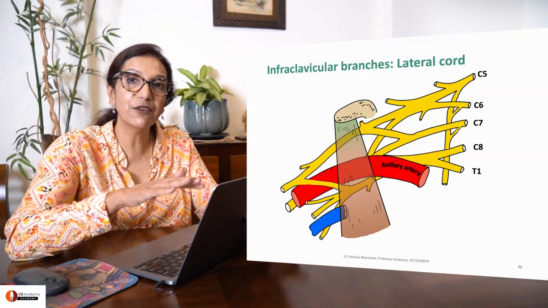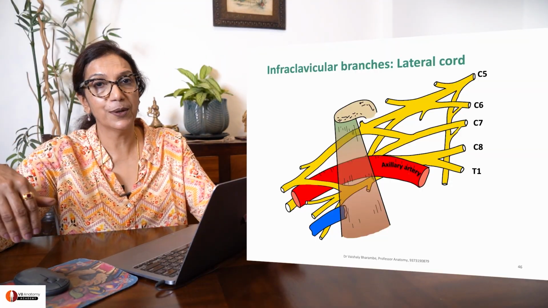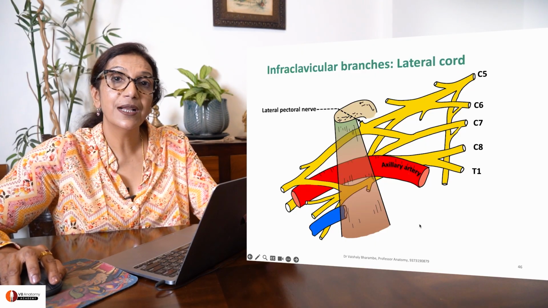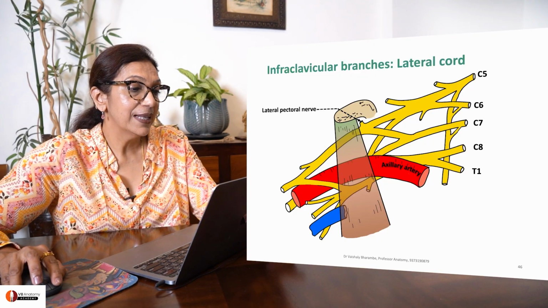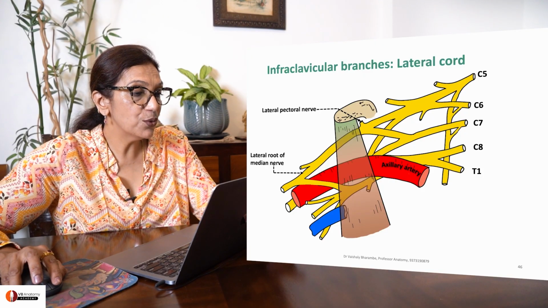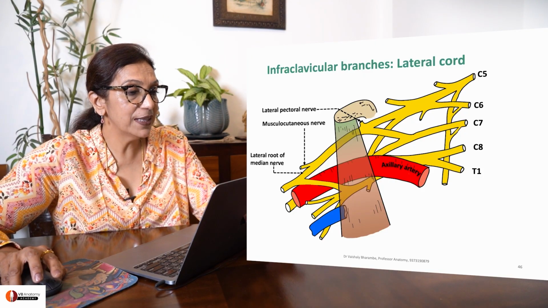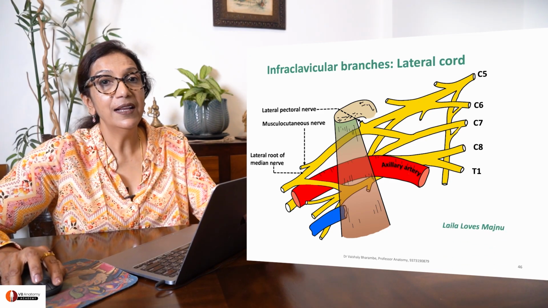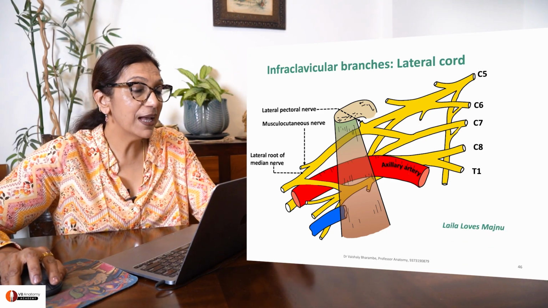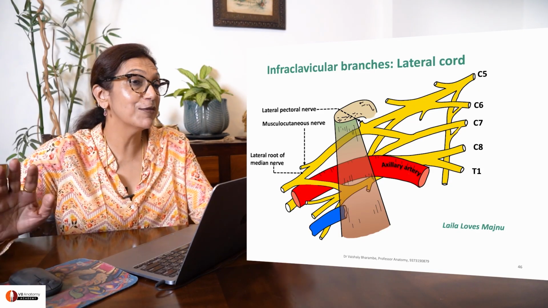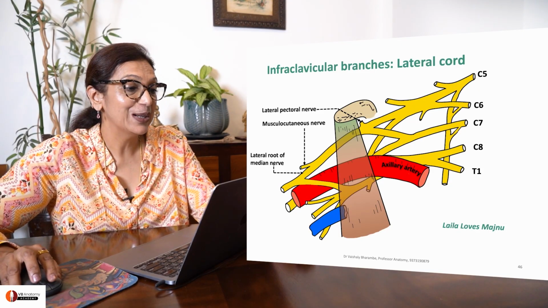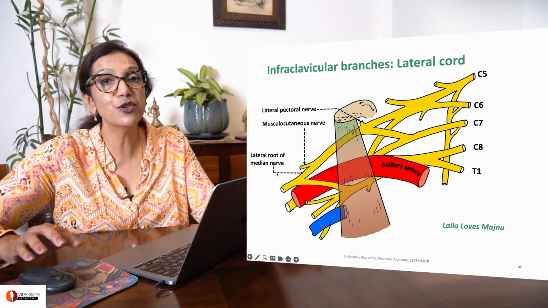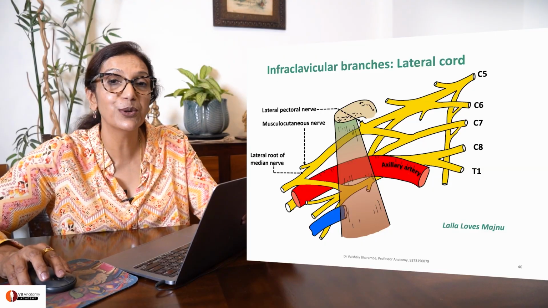First, the branches of lateral cord, then posterior cord, then medial cord. Okay, so lateral cord. Lateral cord gives rise to first branch, lateral pectoral nerve. Next branch, lateral root of median nerve, and in between the two, musculocutaneous nerve. Laila loves Majnu. How do we have romance coming in brachial plexus? I have no clue, but I love the mnemonic. Okay, Laila is lateral pectoral, loves is lateral root of median, and Majnu, of course, is our fantastic musculocutaneous nerve.